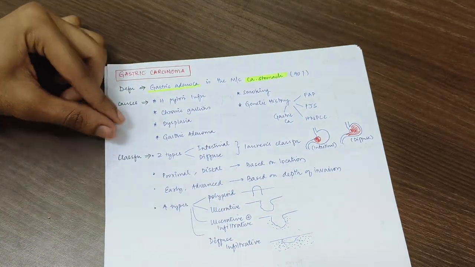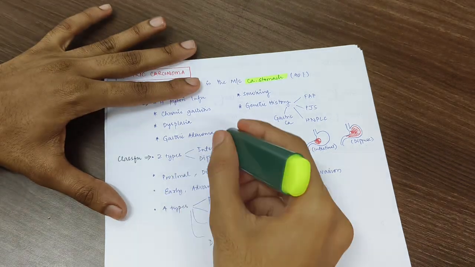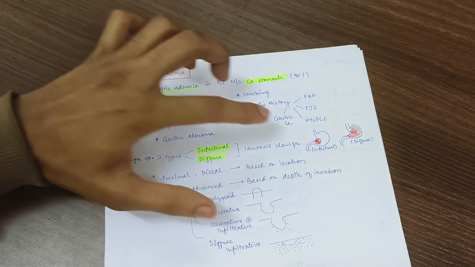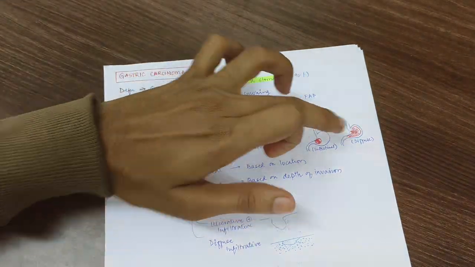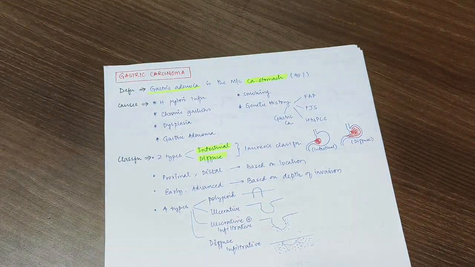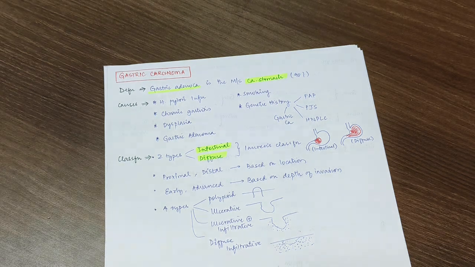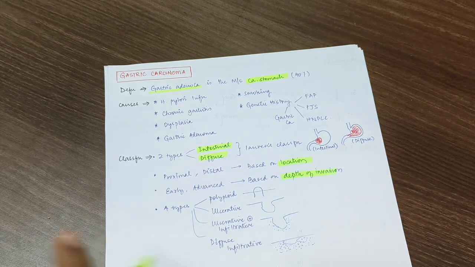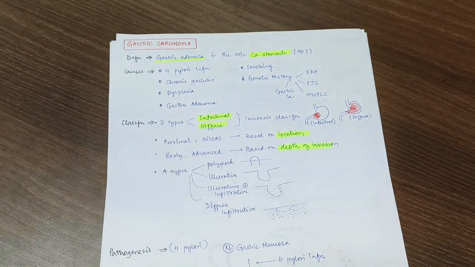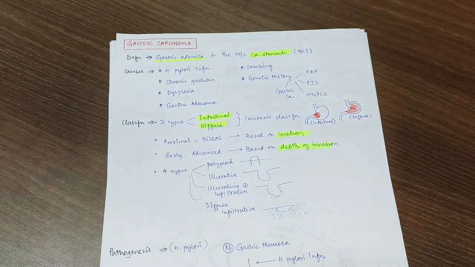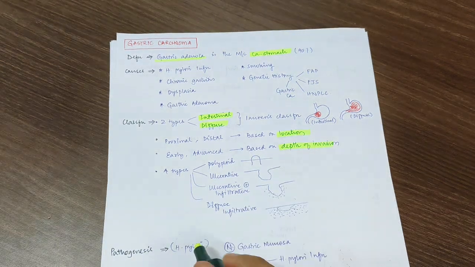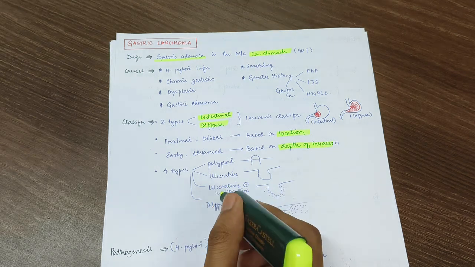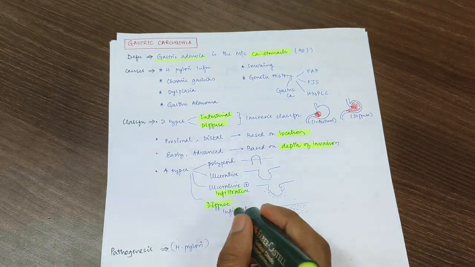Types, there are many types. Classification is based on many factors. One is intestinal and diffuse. Intestinal is the intestinal variety, whereas diffuse is called linitis plastica, involving the entire layer. Then proximal and distal, based on the location. Based on depth of invasion it is early and advanced. Other types are polypoid, that is a polypoid outward growth. Then it is ulcerative, going deep. Then it is infiltrative. Then it is diffuse infiltrative.